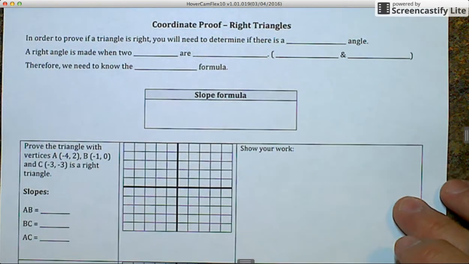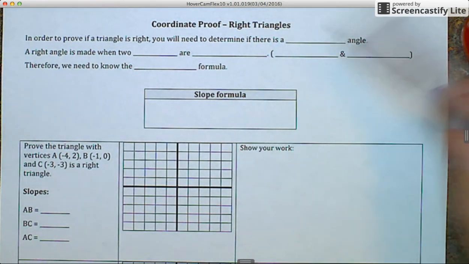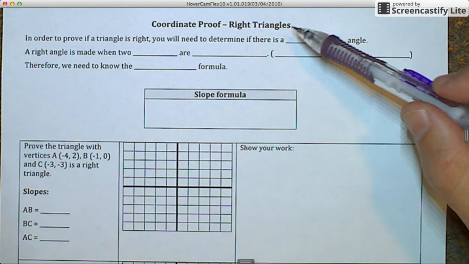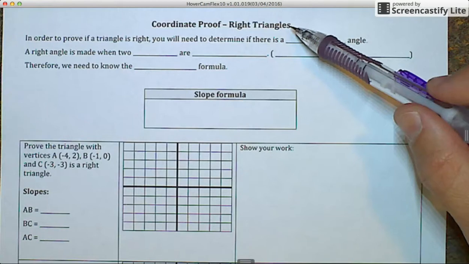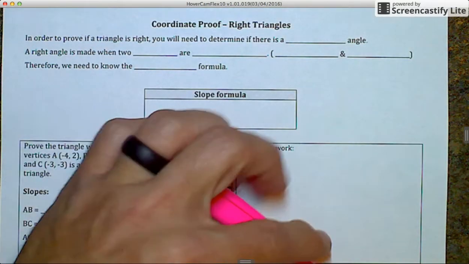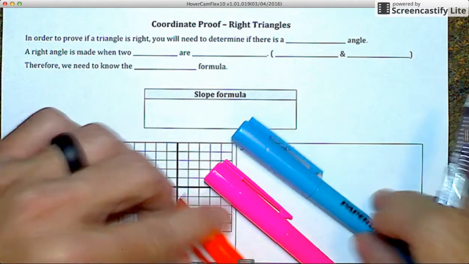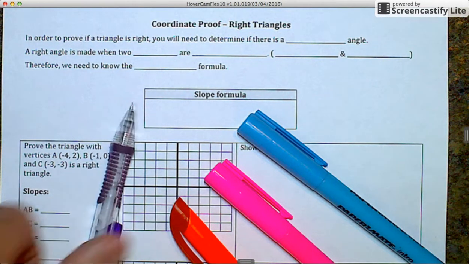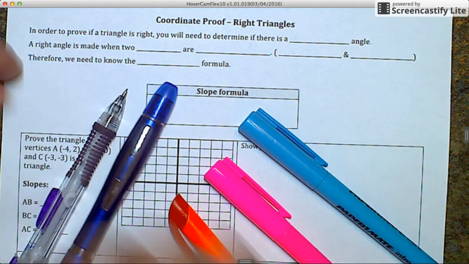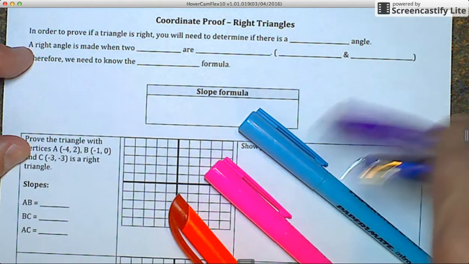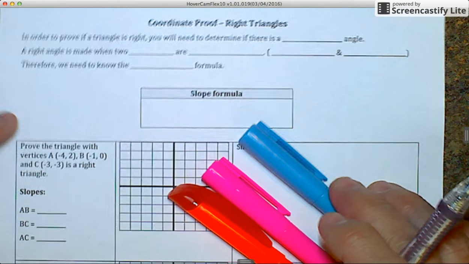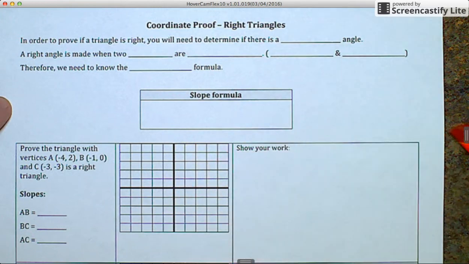Okay, today we are going to talk about the coordinate proof of right triangles. When you're dealing with right triangles, we're going to have to prove that they are right triangles, and we're going to be on a coordinate plane. I'm going to use 3 different colored highlighters today, a pencil and a pen. It's always good to have multiple colors, because when you work in multiple colors, it allows you to remember things quicker. So let's get started.